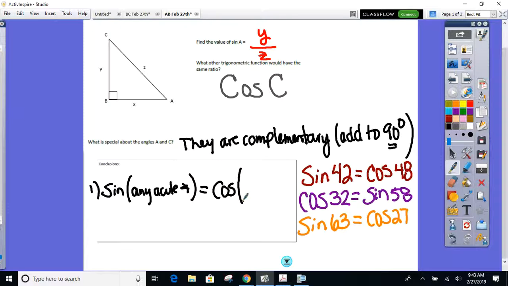Let's lessen the words here. How do you find that other angle? How'd you find 48, 58, 27? It's going to be 90 minus whatever the angle was. Always. If you see sine and cosine equal to each other, that tells me their angles have to add to 90, whatever they are. All right? Okay, let's apply it.